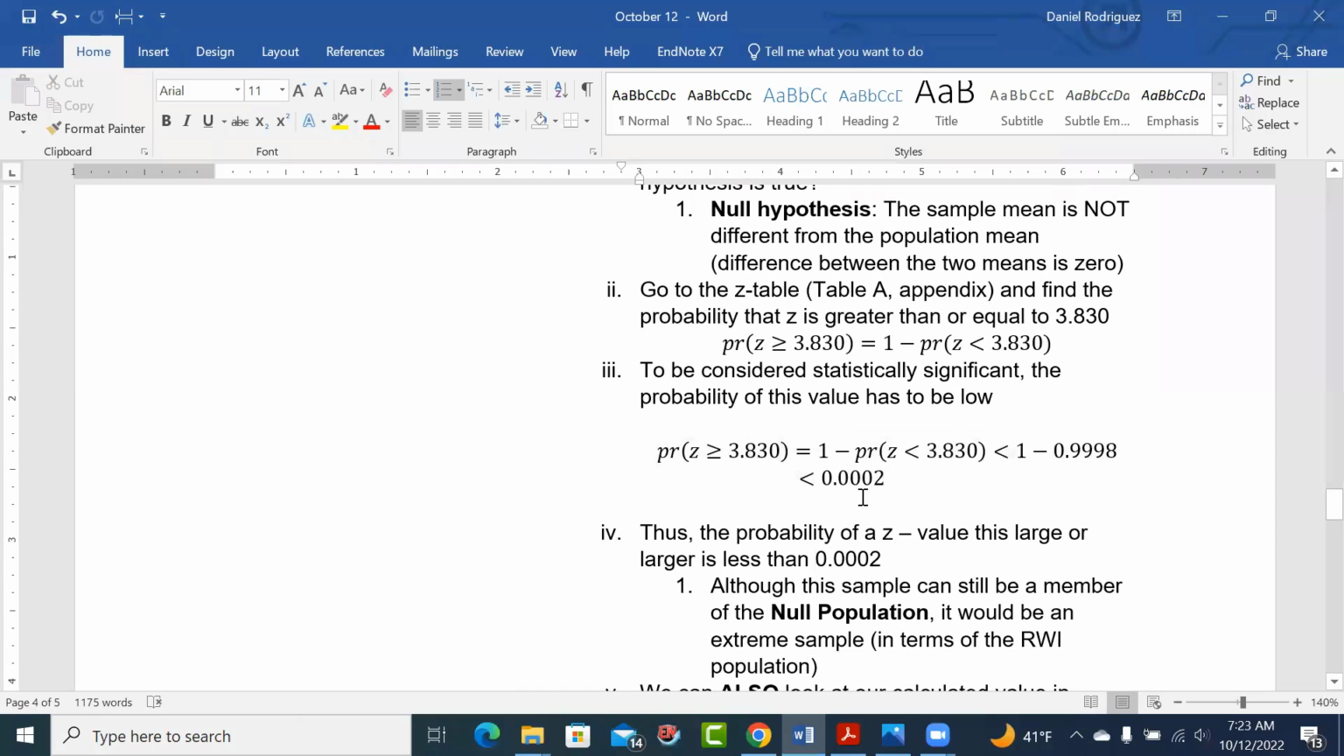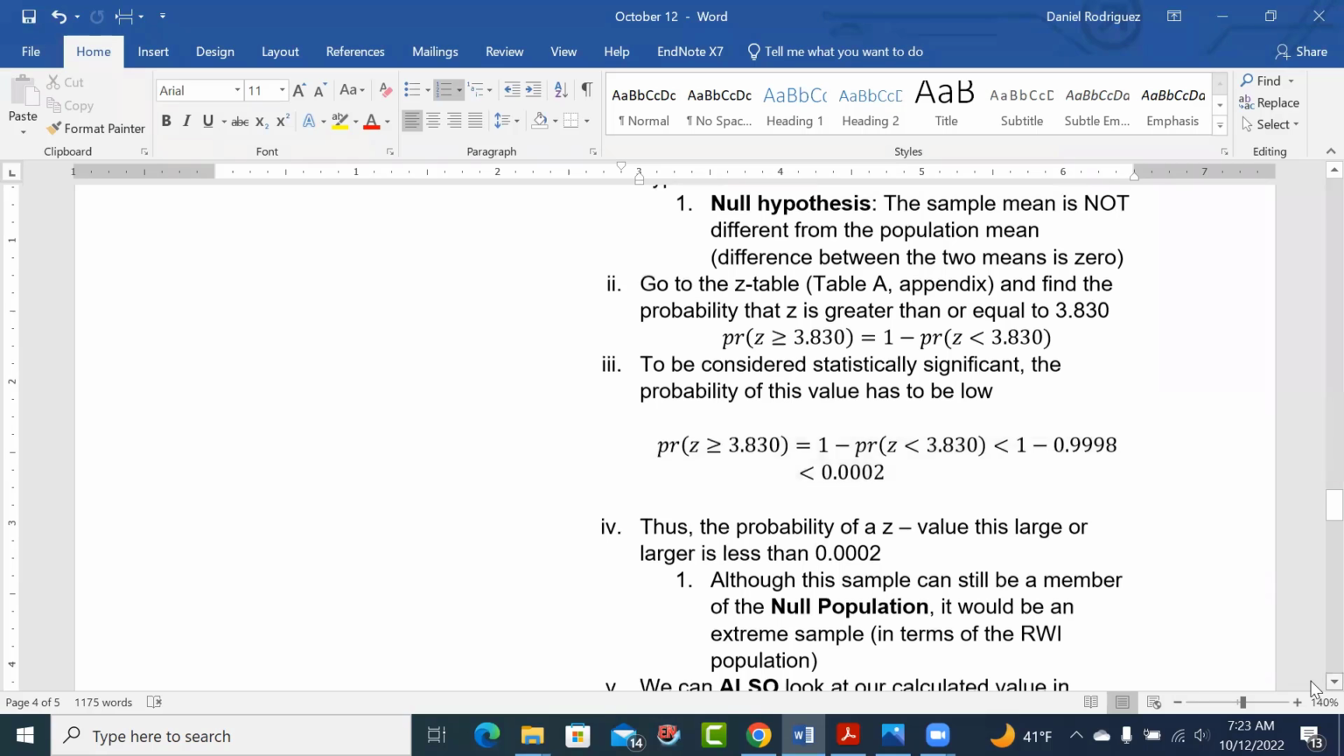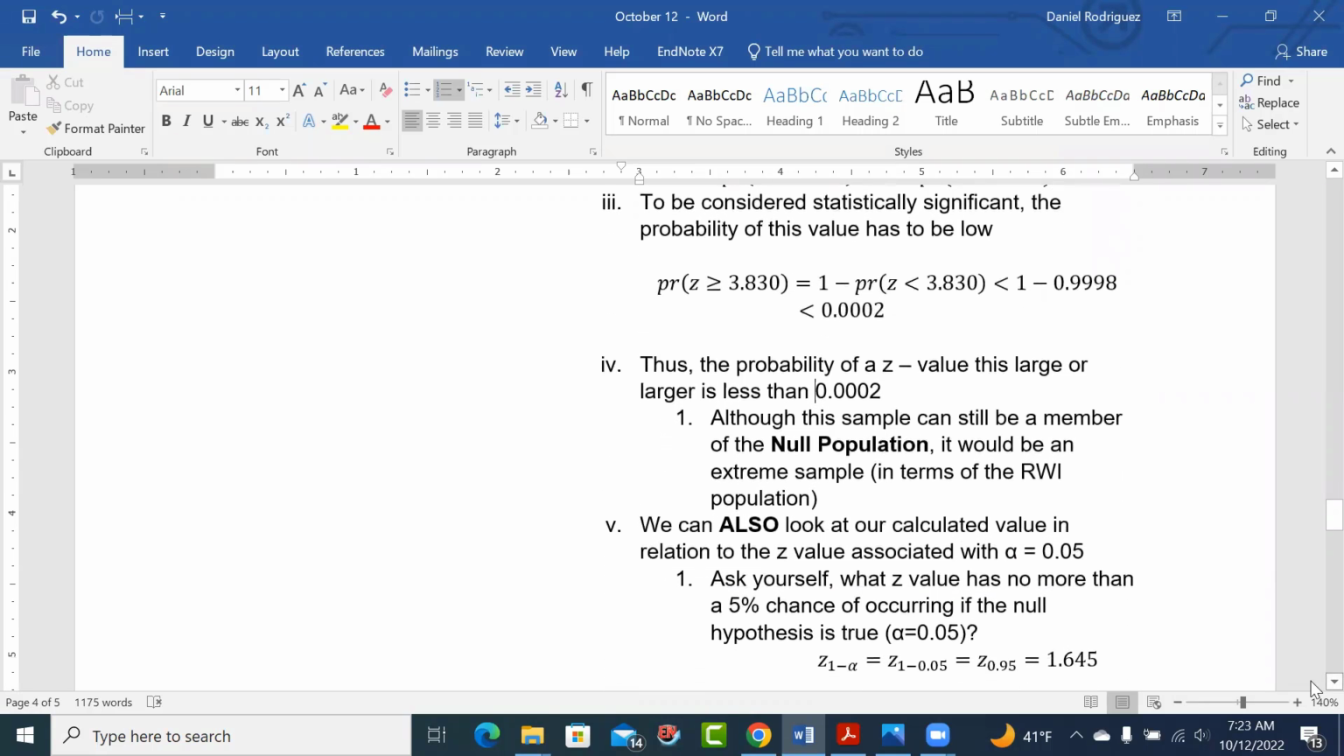Well, it's going to be somewhere less than 0.0002. It's going to be really, really small. So this kind of gives us an indicator that this value is really, really small. The probability of a sample mean that large or larger, 70 or larger, which translates to this Z value of 3.830, is very, very small.